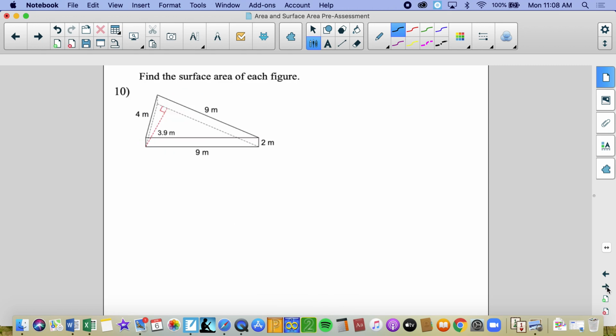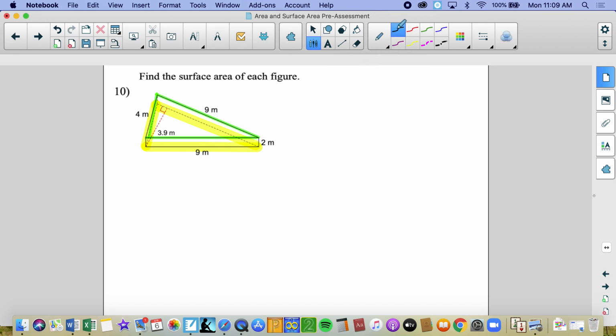Number 10, how many bases? Well, let's find the base. So remember, these bases must be parallel. So the figure that I pick, if I pick this bottom triangle down on the bottom here, can I find a triangle that is parallel to it? Yeah, the top triangle would be parallel to that. So those are my two bases.